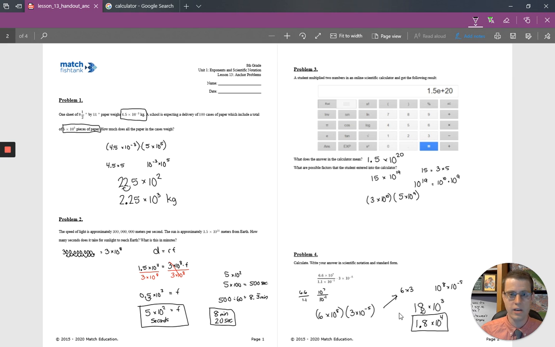The number one mistake with these isn't in the calculating steps, it's in the final steps typically. Are you writing your final answer in scientific notation? If you are, great. If you're not, something to work on.